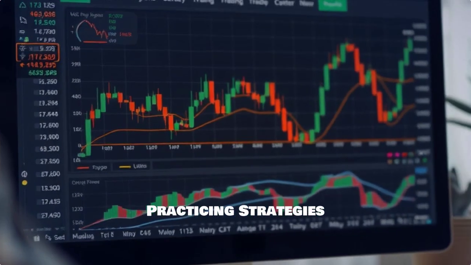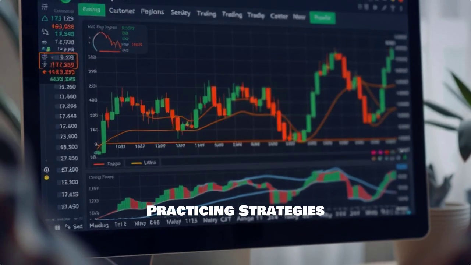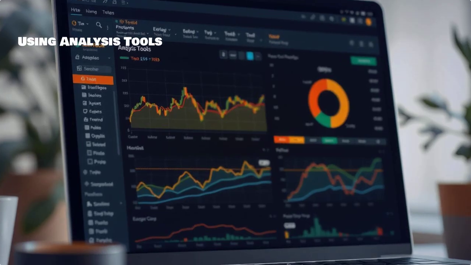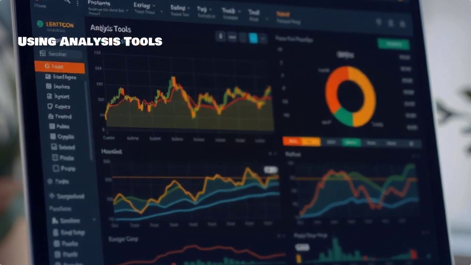The demo account allows you to practice different trading strategies. Experiment to see what works best for you. Make use of analysis tools to refine your trading decisions. Understanding market trends is crucial for success.